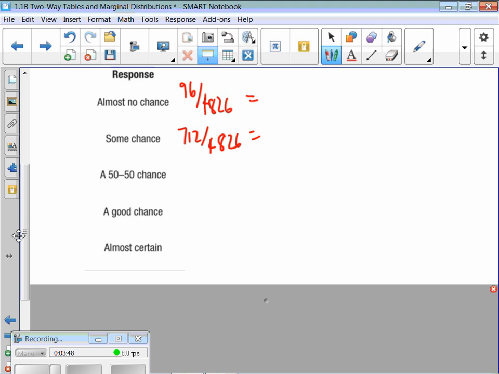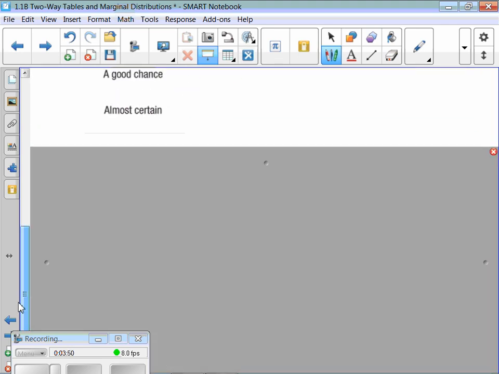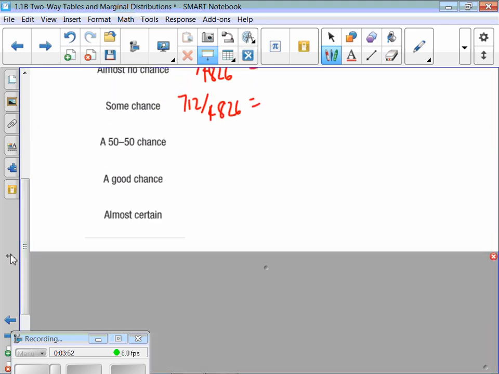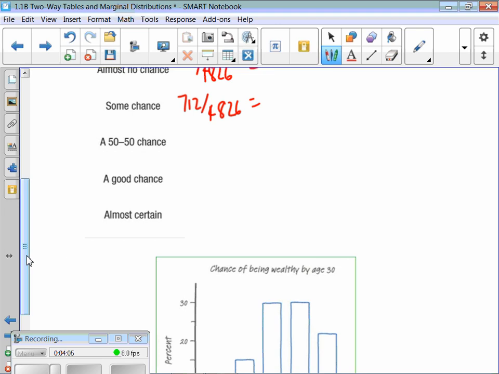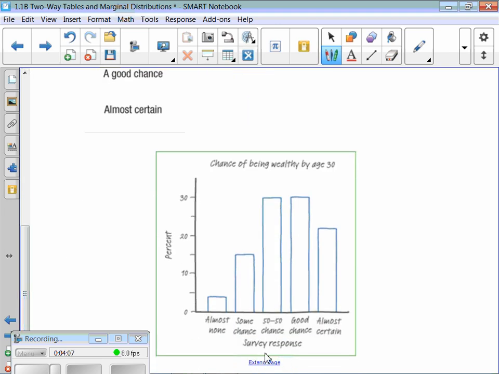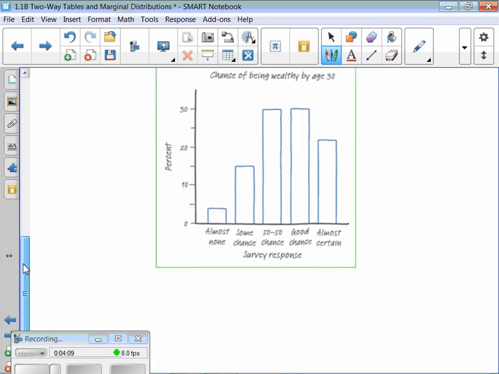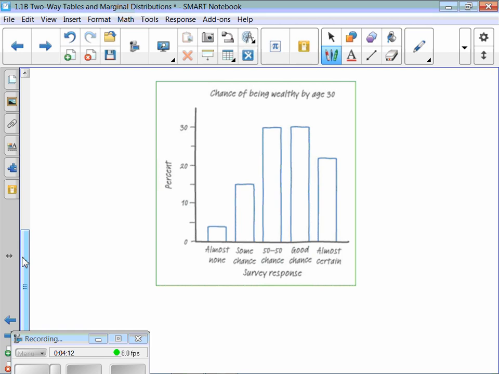All right. Then they're going to make a bar graph. On the bar graph, what would you guys put on your horizontal axis, or your x-axis? Opinion or response. And what would you put on the y-axis? This would be percentages, because we just converted all of these to percents. So chances of being rich by age 30, and we've got most people kind of putting themselves in the 50-50 or the good chance category. Okay? And you make a lovely bar graph.